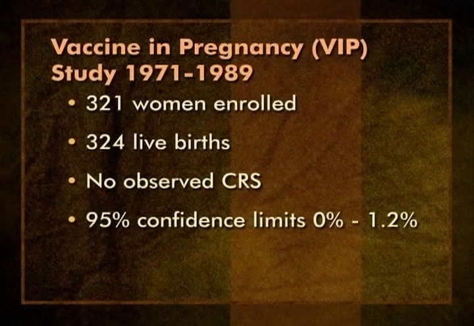Now, if you calculate the 95% confidence limits, you find that the risk of CRS in this situation is between 0 to 1.2%. That is what we are referring to when we say there is a theoretical risk. In reality, no case of CRS following rubella vaccination in pregnancy has ever been documented. None of us intend to vaccinate a pregnant woman, but what if, despite your diligent screening, you do?